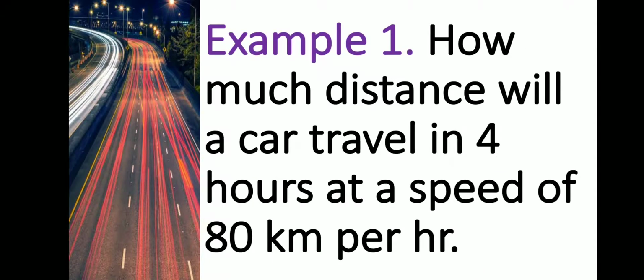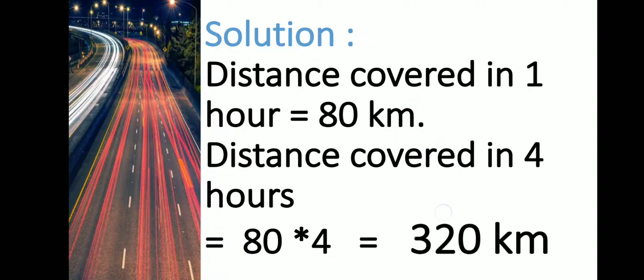Example 1. How much distance will a car travel in 4 hours at a speed of 80 km per hour? So what we have to find out is the distance. Let us see the solution. Distance covered in 1 hour is 80 km. Distance covered in 4 hours is 80 into 4, that is 320 km.